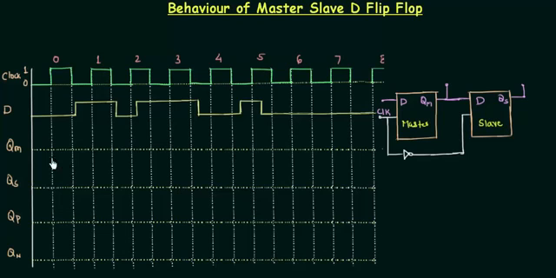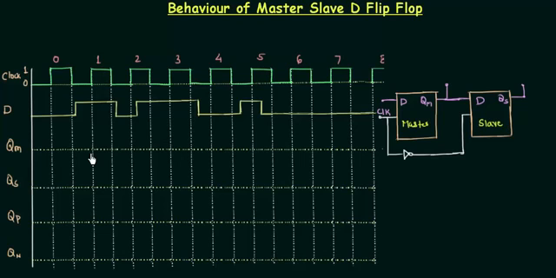For that we have to find out QM. QM is the output waveform of your master flip-flop. Similarly we will find QS, the output of the slave flip-flop, QP, the output of the positive edge triggered D flip-flop, and finally Qn, that is the output of the negative edge triggered D flip-flop. We have to find all these four waveforms by using the truth table of the D flip-flop.